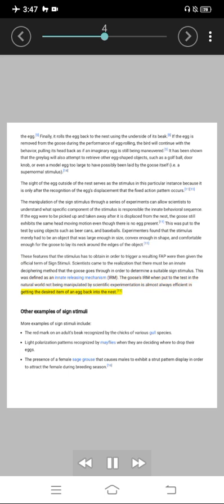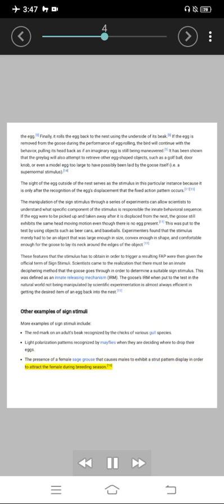Other examples of sign stimuli. More examples of sign stimuli include the red mark on an adult's beak recognized by the chicks of various gull species. Light polarization patterns recognized by mayflies when they are deciding where to drop their eggs. The presence of a female sage grouse that causes males to exhibit a strut pattern display in order to attract the female during breeding season.